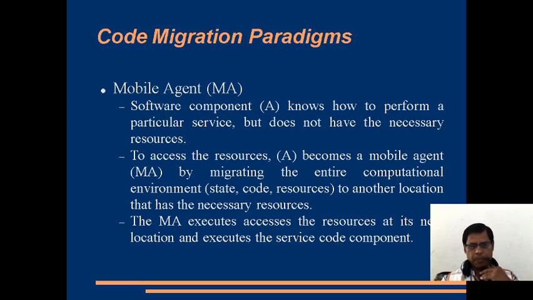The mobile agent accesses the resources at its new location and executes the service code component. The mobile agent works as a third person, so he has to get the information from the server and transfer it to A, check the information and how it is going to be built, and again it is his responsibility to send it to the server.